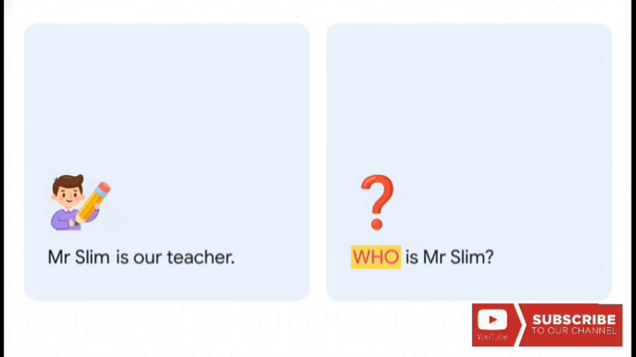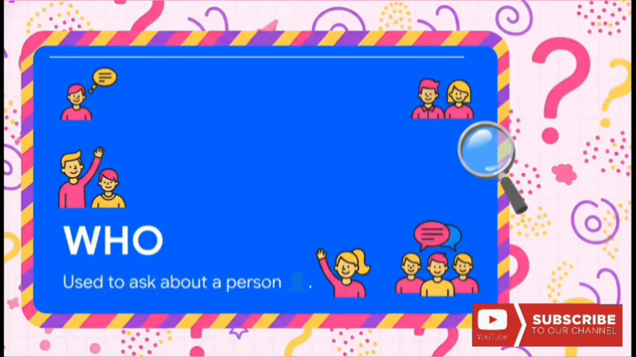Notice how the name Mr. Slim vanishes from the sentence, and in its exact grammatical place, we substitute the word who. So the statement, Mr. Slim is our teacher, completely transforms into the question, who is Mr. Slim? And boom, that brings us to our very first golden rule. Who is the word we use to ask about a person. It's that simple. Whenever your missing piece of information is a human being, their identity, their name, their specific role, who is absolutely your essential go-to tool. It is exclusively reserved for people.